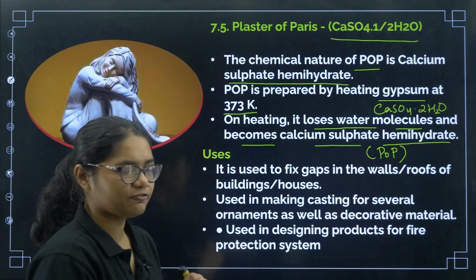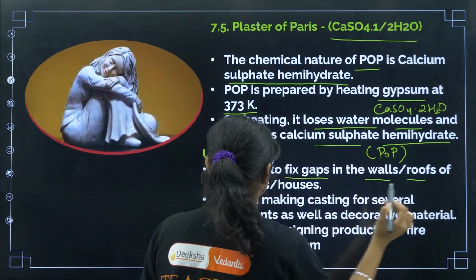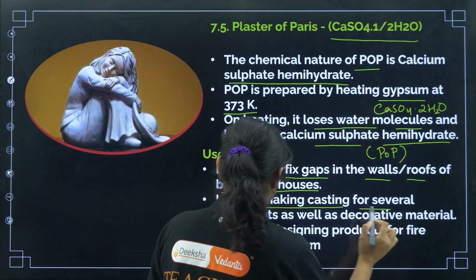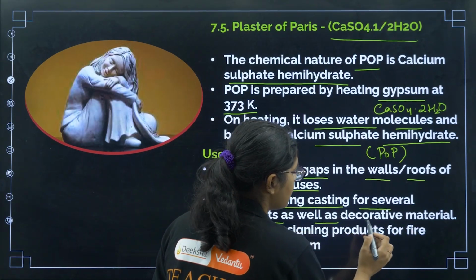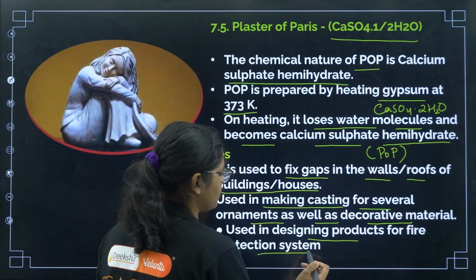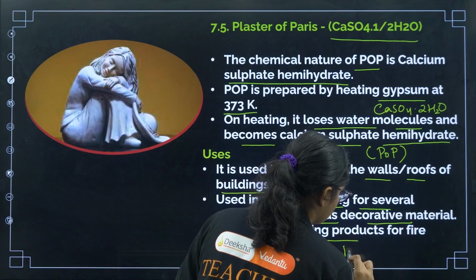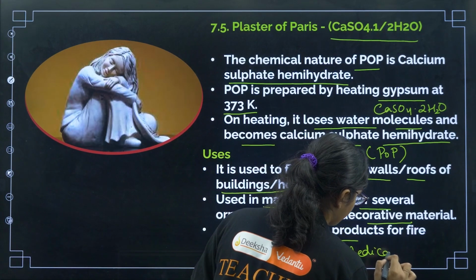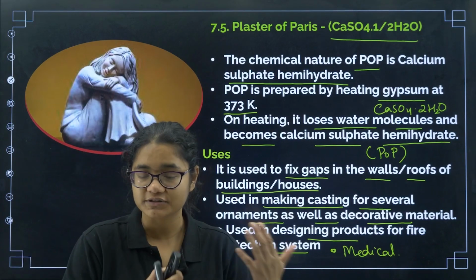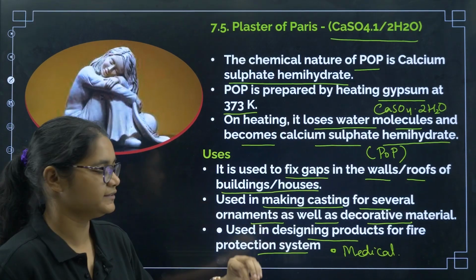Okay, now plaster of Paris has a lot of uses, like it is used to fix gaps in the walls or roofs of buildings or houses. It is used in making casting for several ornaments as well as decorative materials. It is used in designing products for fire protection system. You can also write it is used in the medical field for joining bones and all. Also, a lot of plaster of Paris was used before. Now the use has been reduced, but still in some places it is still used.